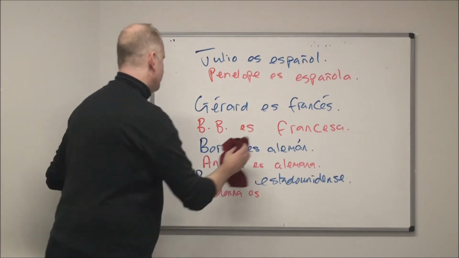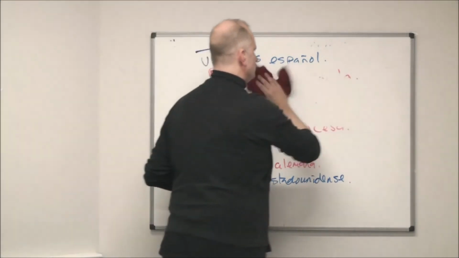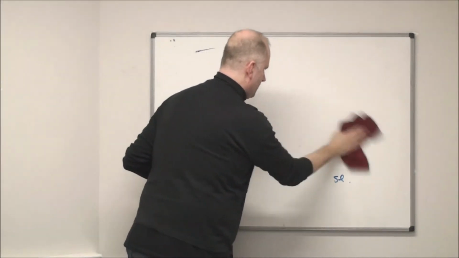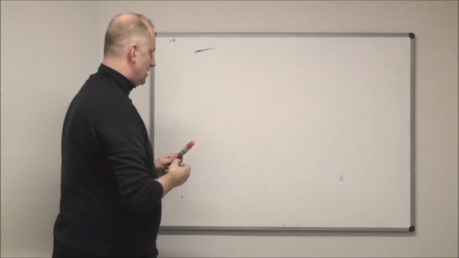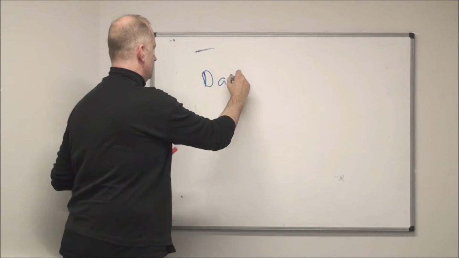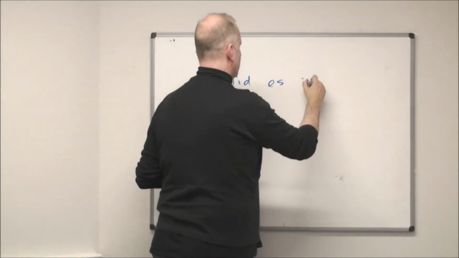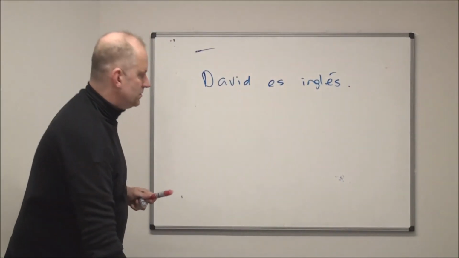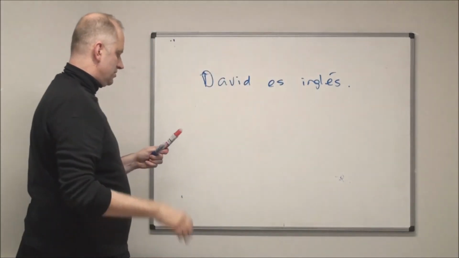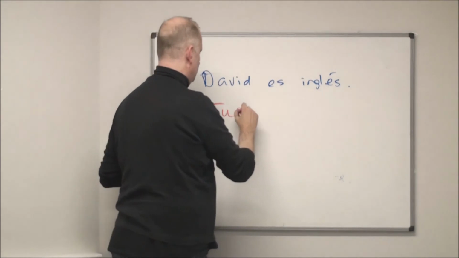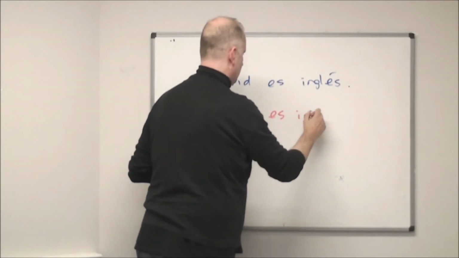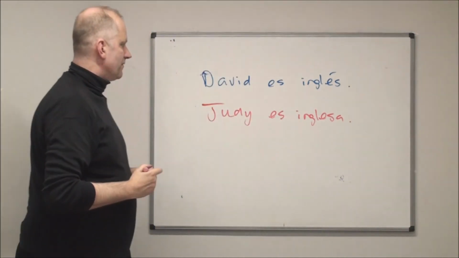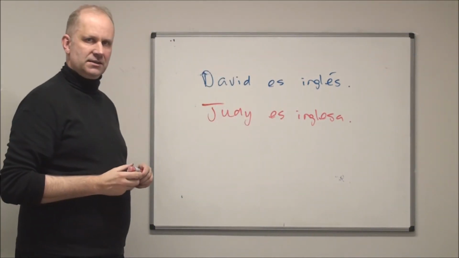And maybe, let's think of David Beckham, who is English. David es inglés. We could say Judi Dench is English. Judi es inglesa. Okay, so you've got a bit of a variety of different nationalities.